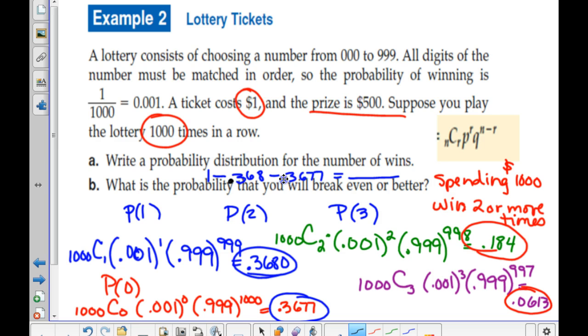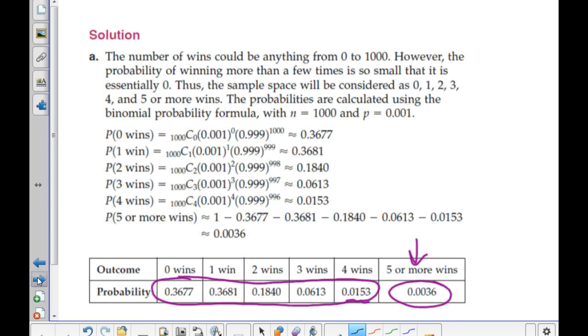So that one took some thinking about what it meant to break even. So the chance that we break even or better is about 26%. Not the worst lottery I ever heard of, right?